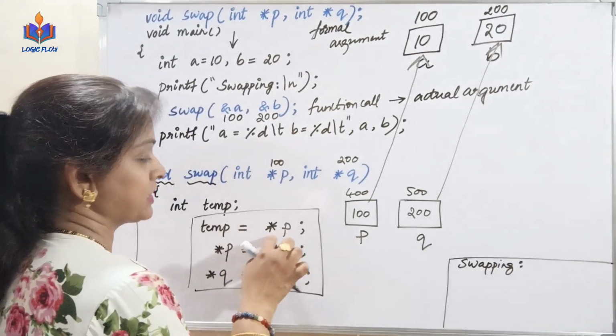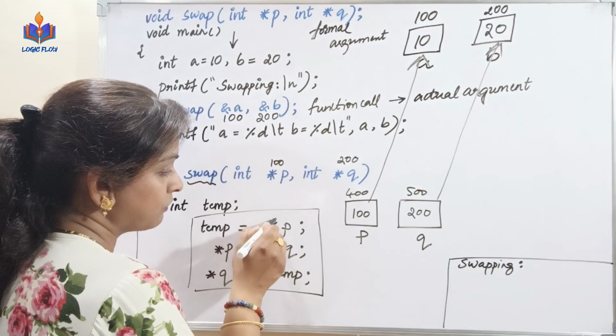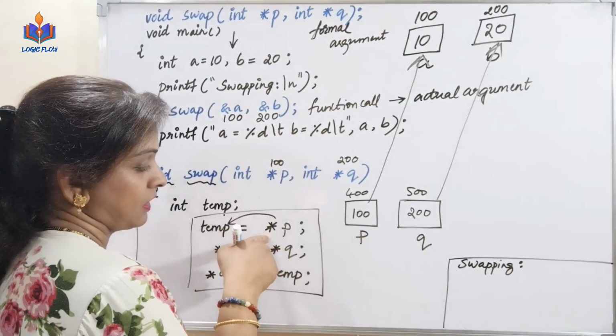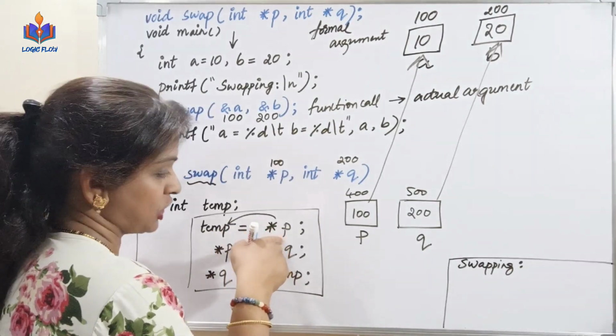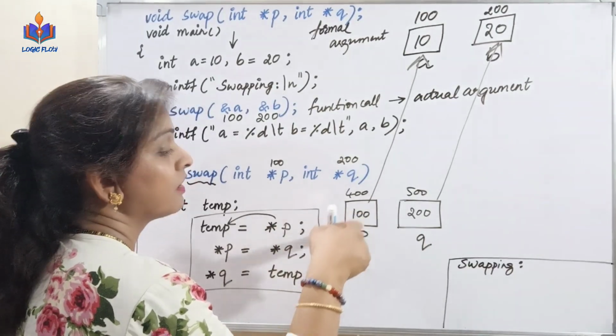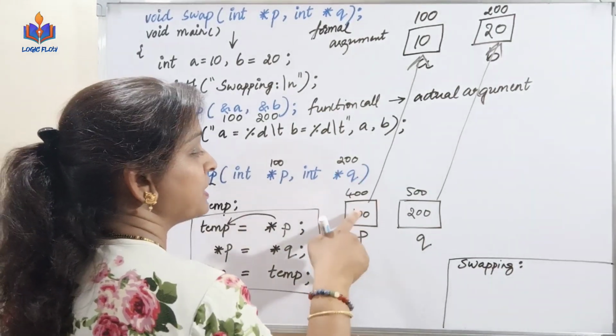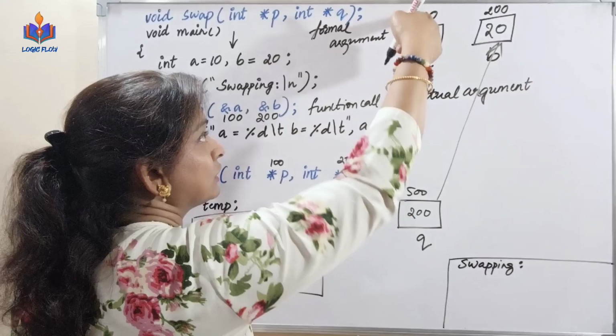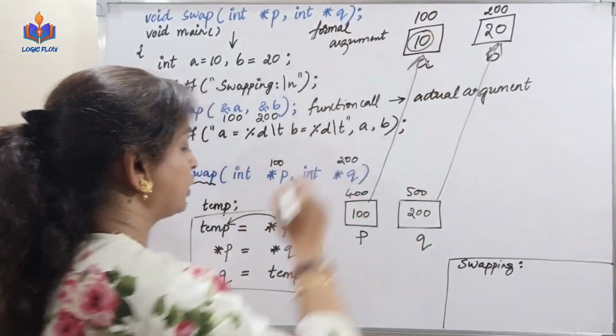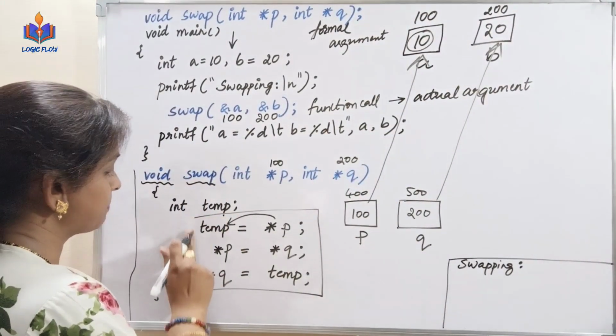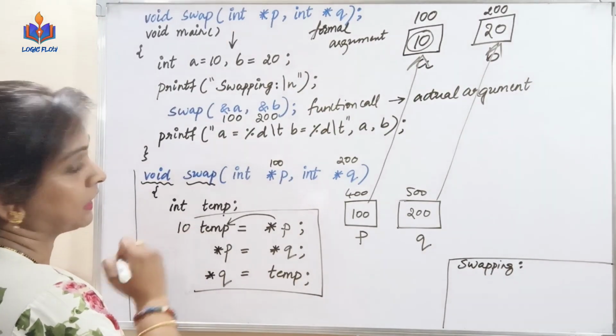Temp equal to asterisk p means whatever we have in the value at the location p. P means 100, the value at that location 100. P is pointing to 100. Value at the location 100 is 10. Store that to temp. So temp is getting the value 10.